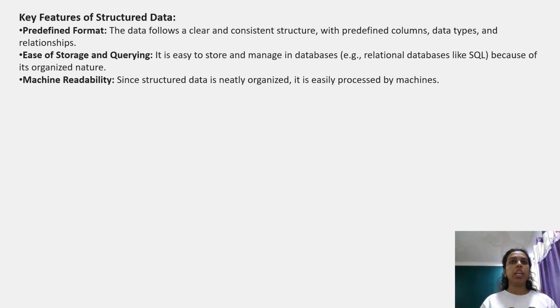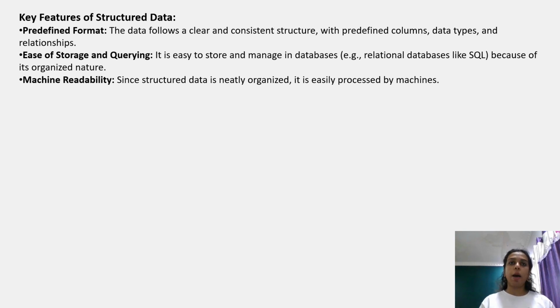Let us talk about key features of structured data. They have well-defined format. Data is arranged in rows and columns, making it easy to store and retrieve. They are easily searchable. You can run queries using tools like SQL to retrieve specific information. Structured data typically contains numbers or categories, such as product IDs or transaction amounts. Each row follows the same format, and the structure remains consistent across the entire dataset.